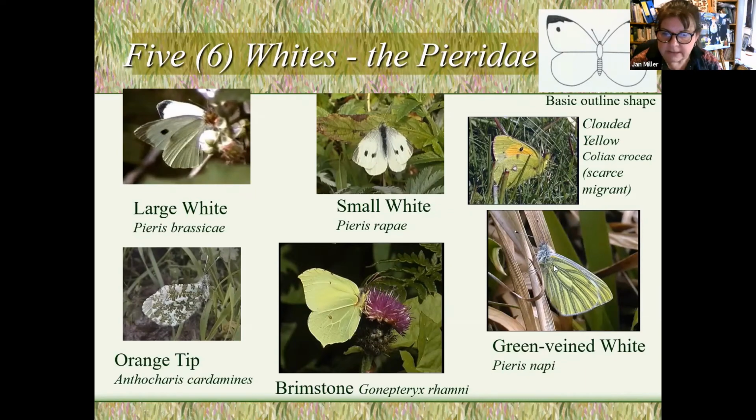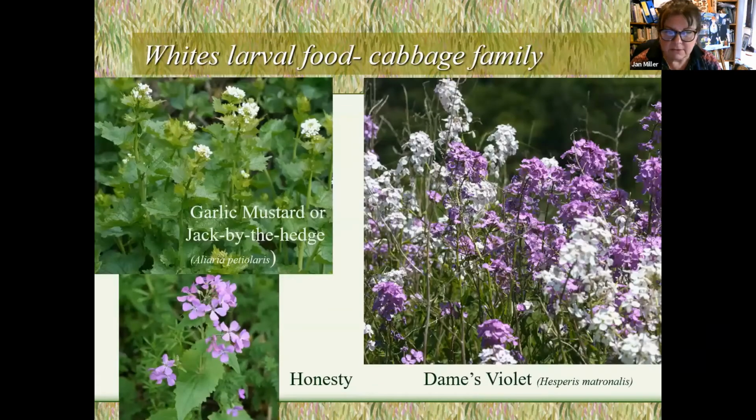The green veined white is obviously because of the green veins. You can see very clearly here on the underside. But again, if you see the top of it, it looks very similar to a small white. So you need to see the underside. And these are the sorts of plants that the whites love. They're all cabbage family, you see.